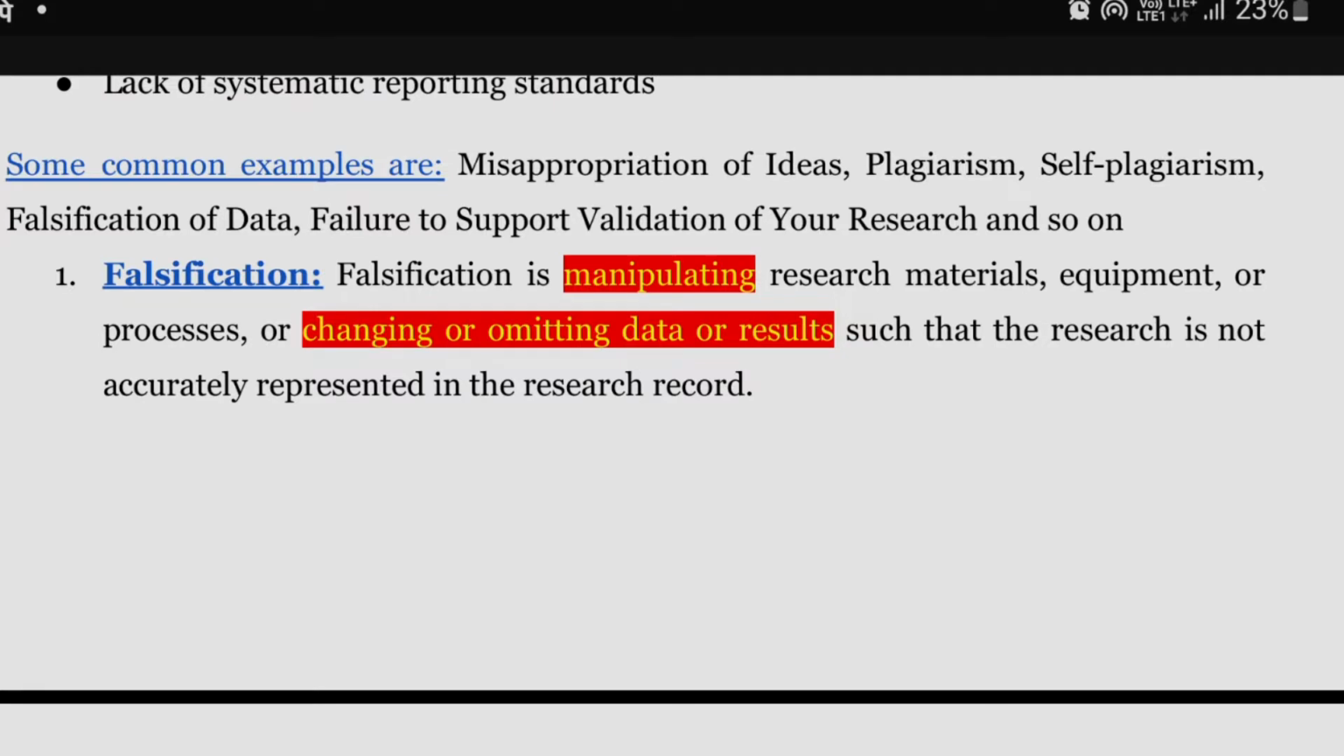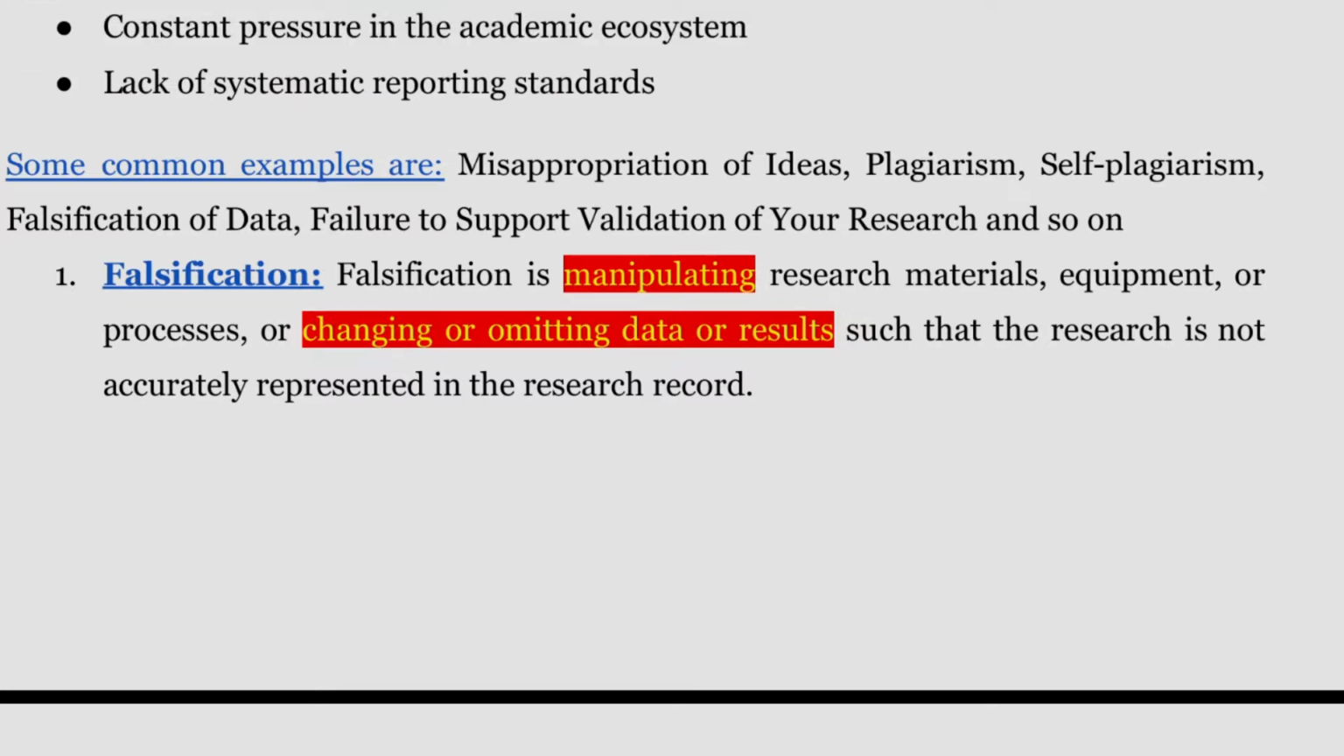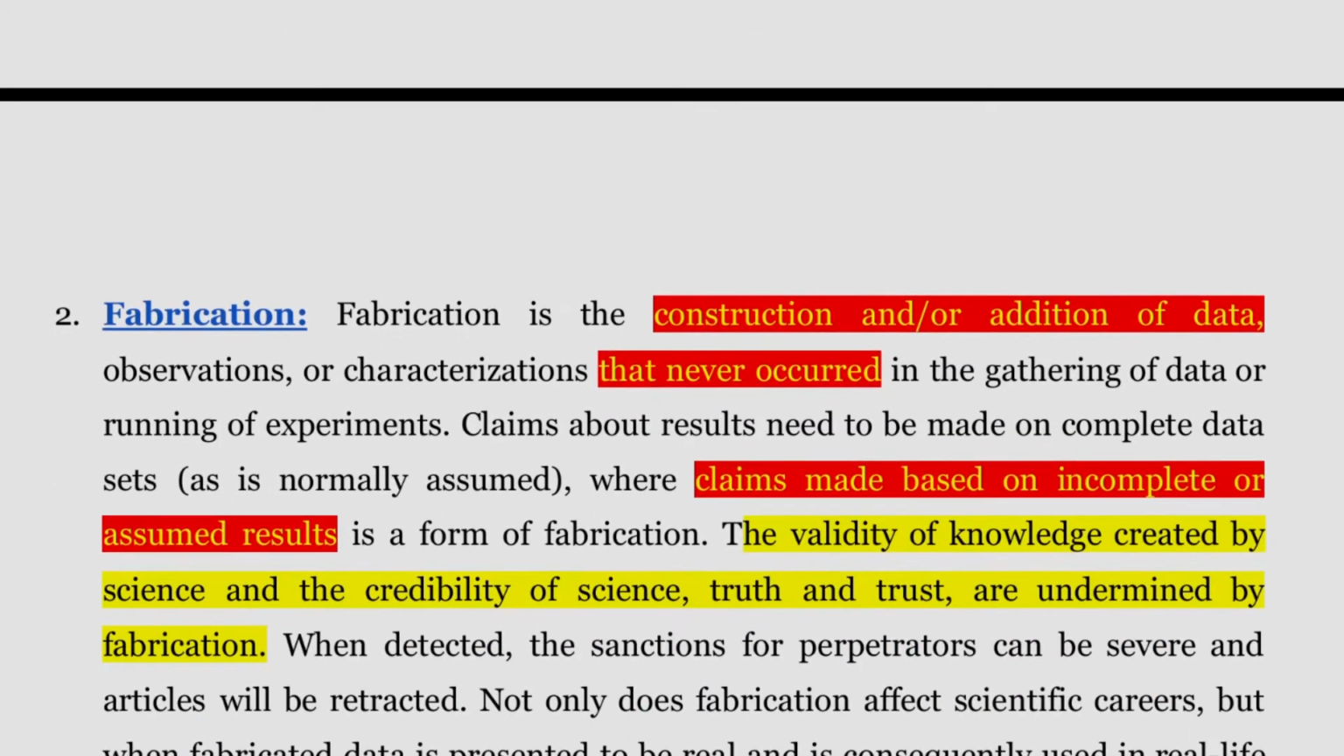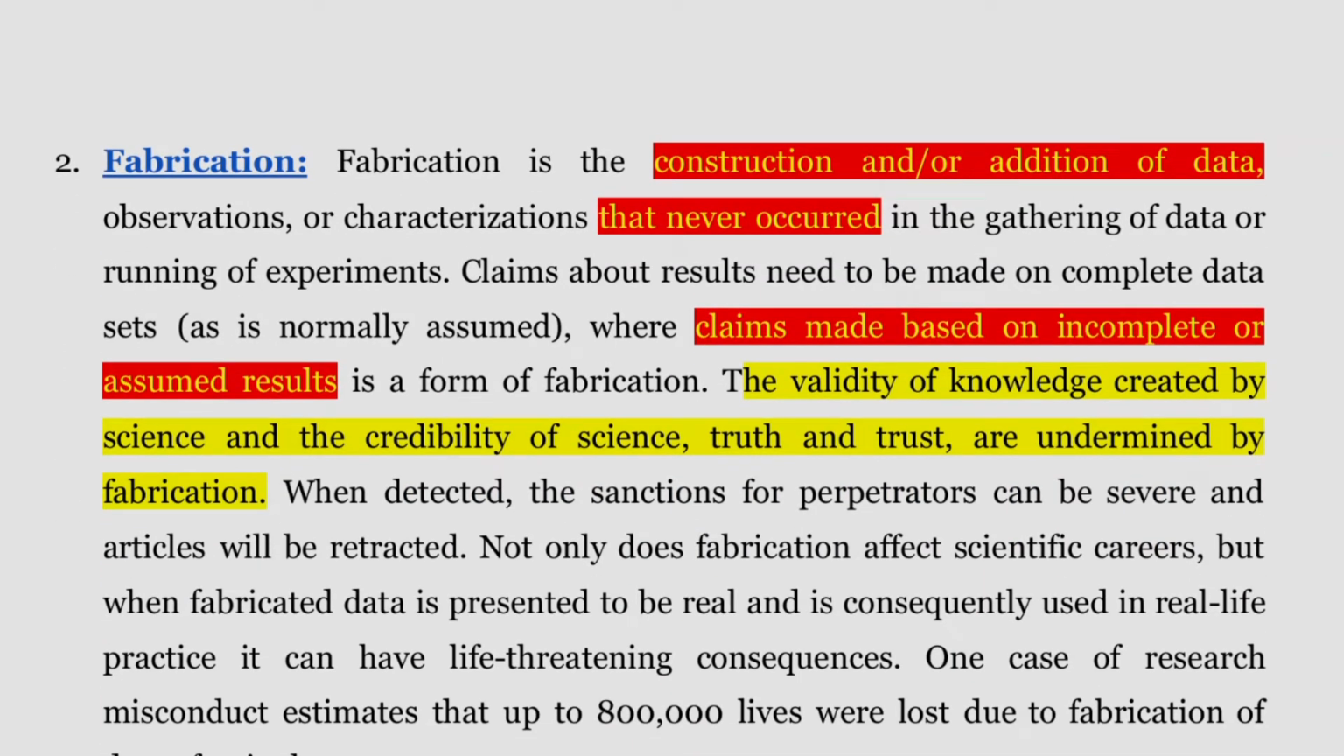As I said before, falsification is manipulating results, that is changing the results to show positive results in your research. Falsification is manipulating research materials, equipment, or processes, or changing or omitting data or results such that the research is not accurately represented in the research record. Falsification is easy to explain, whereas fabrication is manipulation of data, where you fabricate some results to get positivity out of it. If in your research you have got negative results, you cannot show them, as that will be a bad impression. To show the positive results, you fabricate the data.